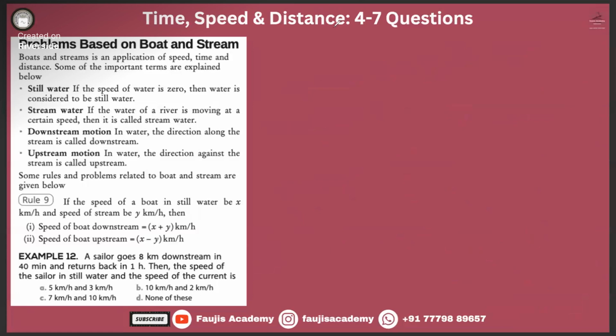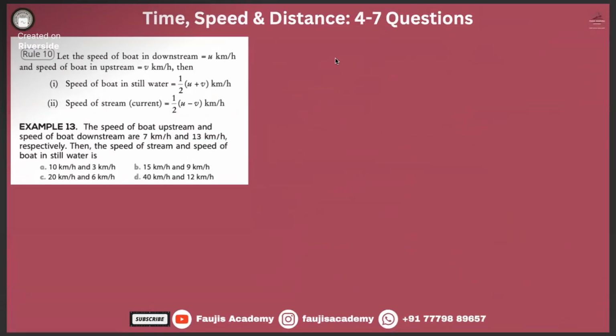So we shall move to the next question, guys. Next, the concept. This concept says that the speed of the boat downstream is u kilometers per hour. Speed of the boat in downstream is u kilometers per hour. And the effective speed of the boat in upstream is what?